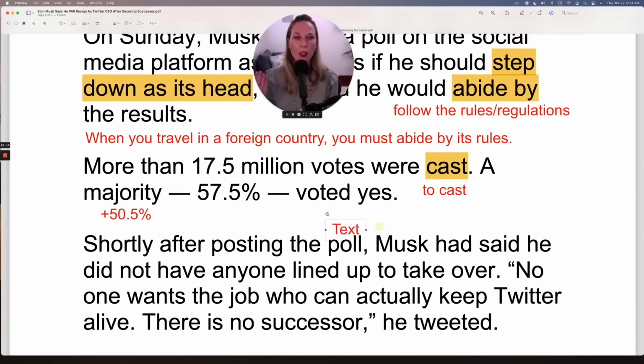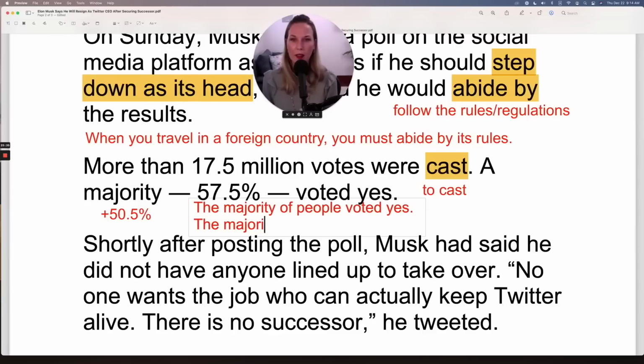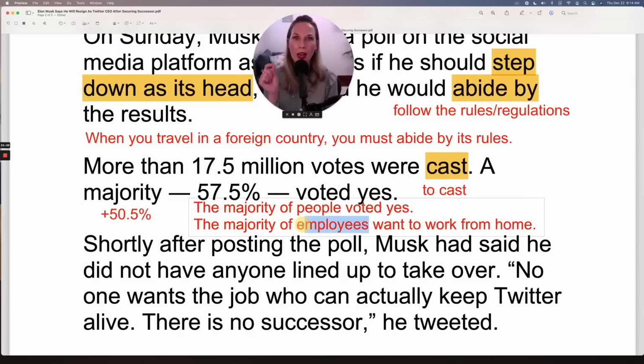I'm sure you know what a majority means, but it is useful to have in your vocabulary. So let me give you an example of how we commonly use it. The majority of people voted yes. The majority of employees want to work from home. So you can use the majority of, and then you have your noun. You have a plural noun.